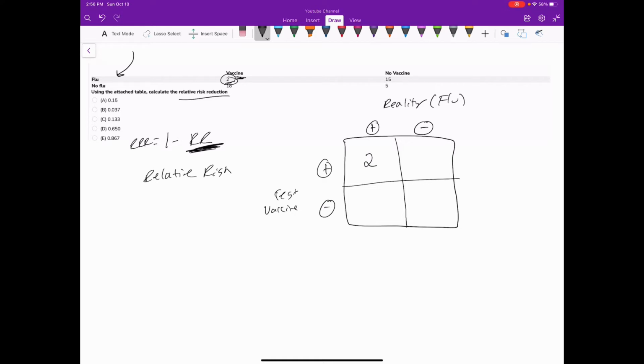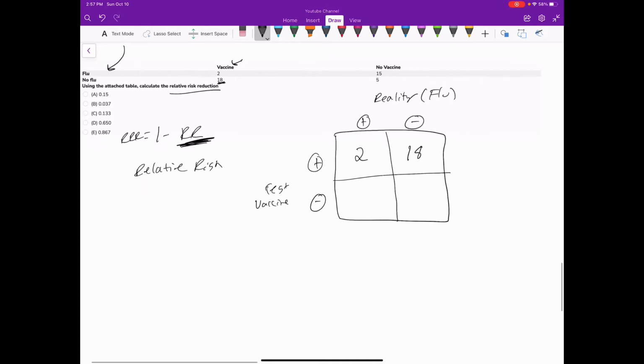What's the next box? It's if you got the vaccine and you didn't get the flu. Let's find that. You got the vaccine, so where's vaccine? Here's vaccine, and it says no flu, so no flu, 18. We're going to plug them in like that.